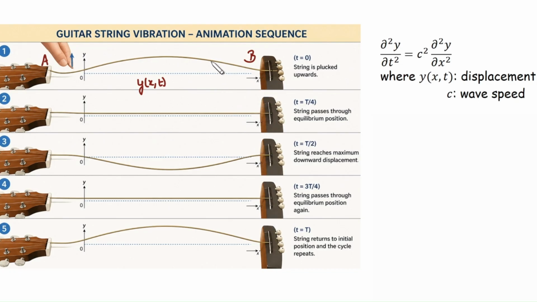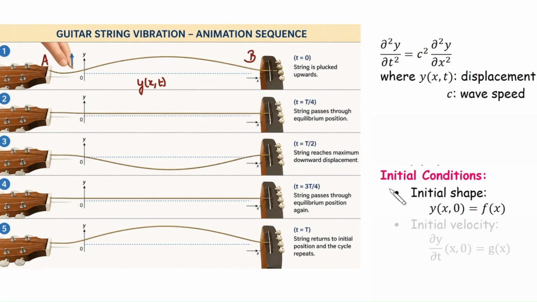Also, when we release the string after pulling it, it starts moving. So there is some initial velocity as well. Now this brings us to two important things. What is the initial condition? Initial condition means when the time is equal to 0, what do we have? We have the initial displacement, that is the initial shape, some f of x. Moreover, at time t equal to 0, what is the velocity? Velocity is represented by the change of displacement with respect to time. That is, let's suppose g of x.